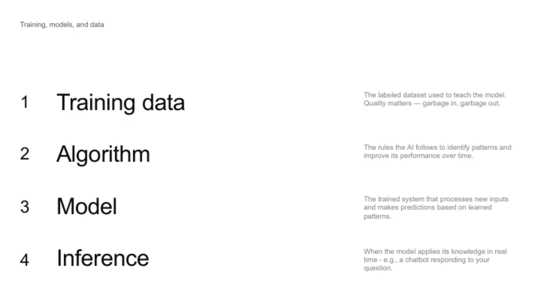Now, all of this relies heavily on the training data, which is the labeled dataset used to teach the model. The quality of this data really matters because, if you feed it garbage, you'll get garbage results. Finally, the algorithm is the specific method or procedure the AI uses to analyze the data, find patterns, and learn. So, in essence, training, models, and data all work together to enable AI to perform tasks in real time effectively.